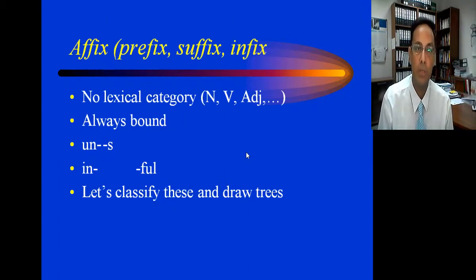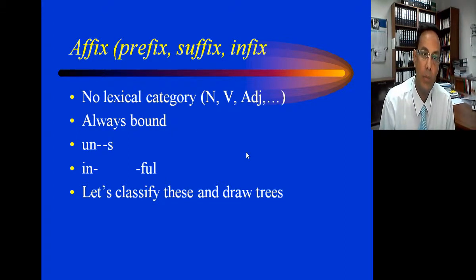Affixes, such as prefixes, suffixes, and infixes. Infixes do not exist in English. We have prefixes and suffixes. These are not lexical categories such as nouns, verbs, adjectives, prepositions, adverbs. They are always bound. For example, un-, -s, in-, or -full. Let's classify these affixes and draw diagrams or trees.